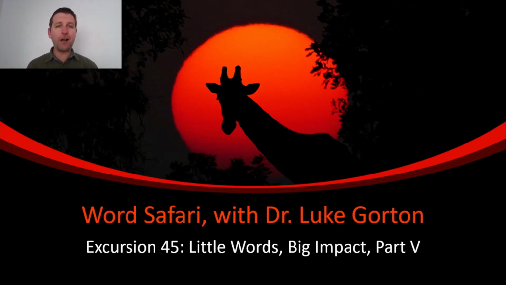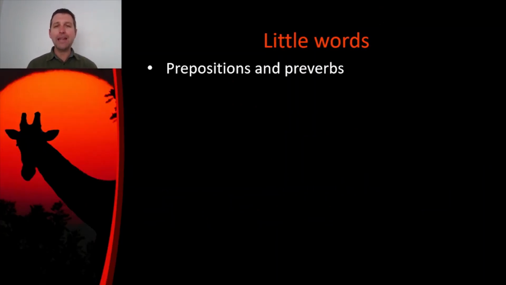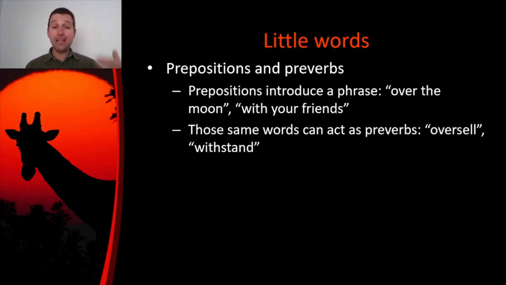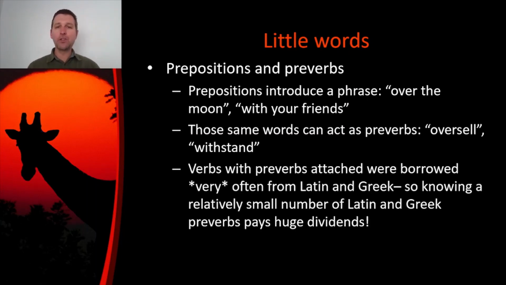This is the fifth and final part in a series on what I like to call little words with big impact. Now, if you've been following this series, you know we're talking about these little words that are called prepositions or preverbs. They often introduce a phrase, but they can also be attached to verbs and modify the verb in some way. Here are some native English ones, but for our purposes, we are looking at prepositions or preverbs that we have borrowed from the Latin and Greek languages.